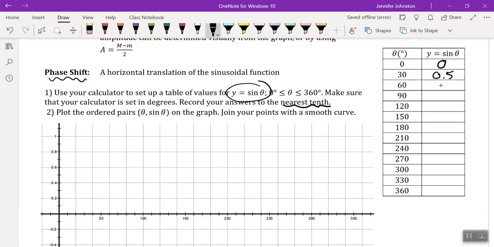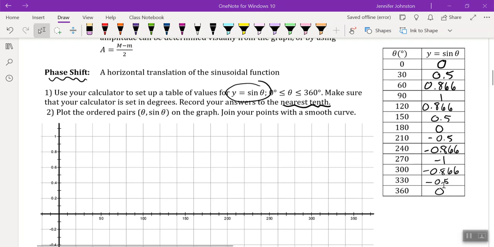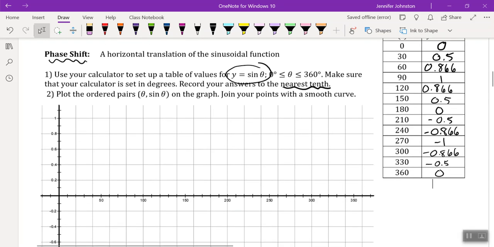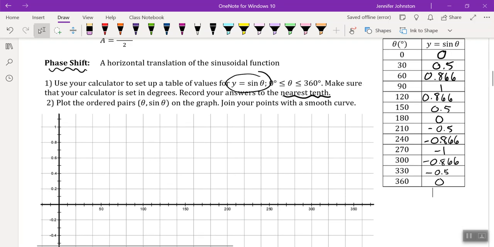All right, keep on going with all of these. I'm going to hit pause and try them all out. All right, there, magic. Everything's all done. Okay, write them out and we're going to go graph. Once we graph these ordered pairs, theta is going to be our x, sine theta is going to be our y, and we're going to join them with a smooth curve.